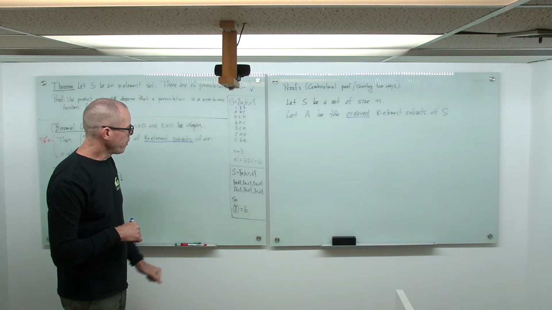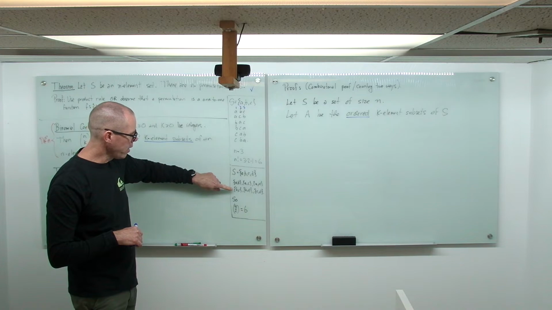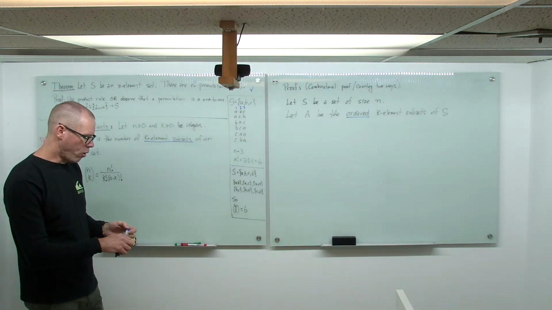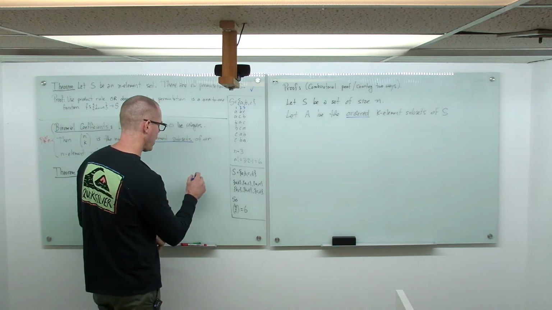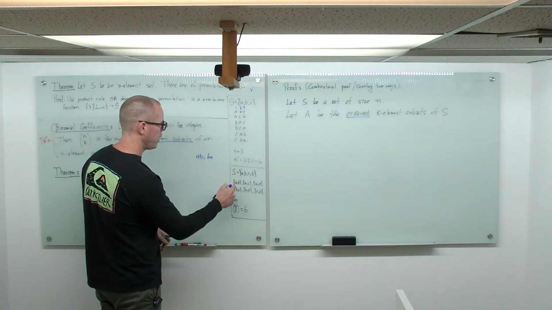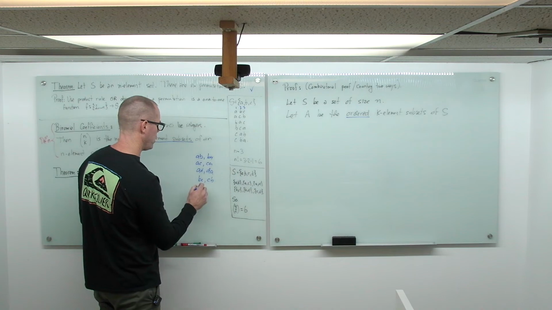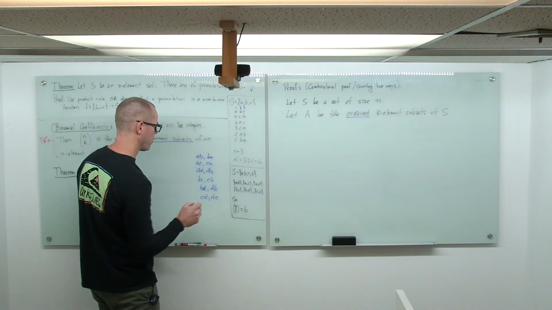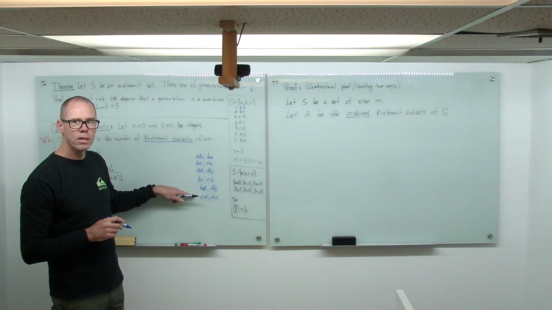Okay? So, for example, in this example, we had 6 subsets of the set S here. These were AB, AC, AD, BC, BD, CD. But if I look at the ordered subsets of S, then I get 12 of them. The reason is that I get AB, but I also get BA. I get AC, but also CA. AD, but also DA. BC, but also CB. BD, but also DB. And CD, but also DC. So the number of 2-element subsets of S is 6, but the number of ordered 2-element subsets is 12.